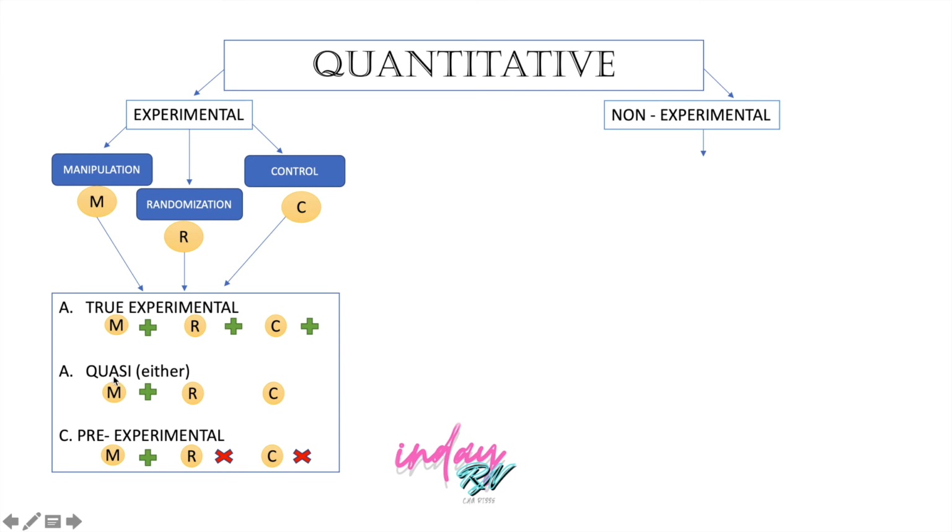The next one is the quasi. Quasi-experimental research is that there is always manipulation. However, either the randomization or control is present. So one of them is present. There is like an experiment, but it doesn't possess experimental control or randomization. So just remember, here in quasi, we have the manipulation, but either or, we don't have the randomization or control.